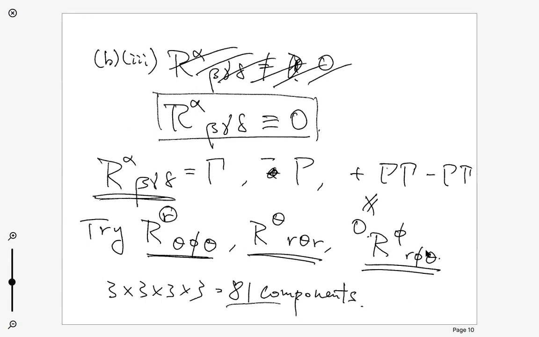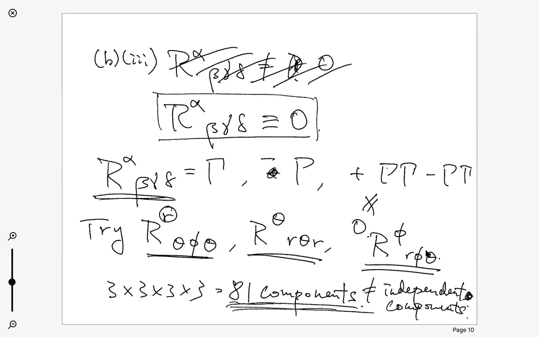But of course, as you may have guessed, due to some very nice symmetric properties of the Christoffel symbols and the metric, the independent components actually are not as many as 81. Okay, so I'm not talking about independent components here.